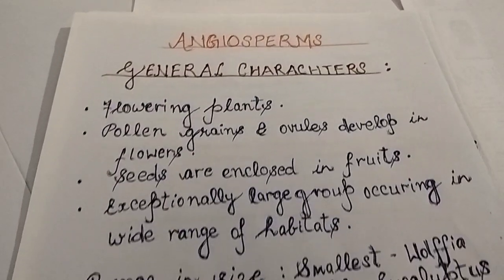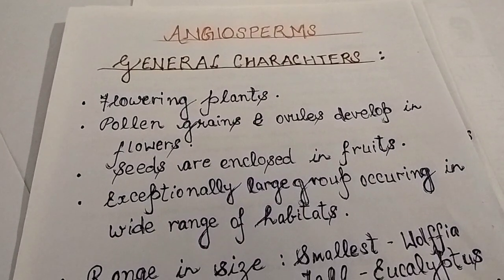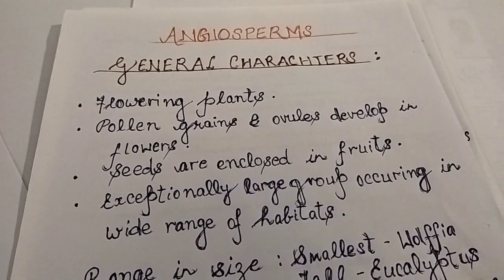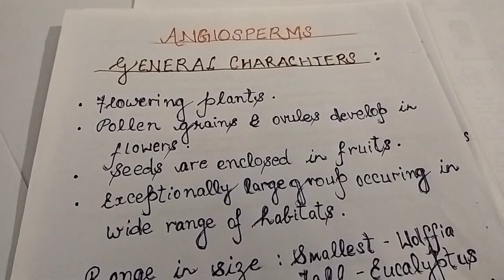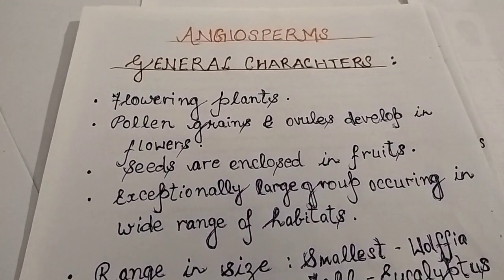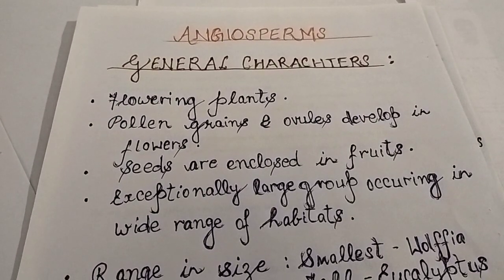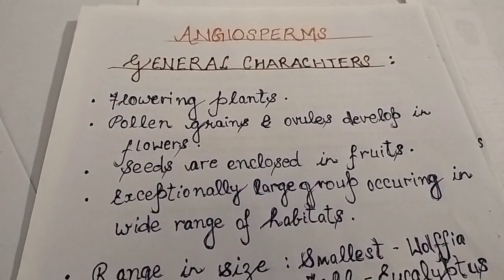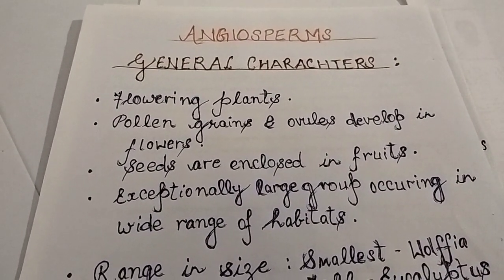Now you may have seen a large number of flowering plants, isn't it? So this group, angiosperms, is an exceptionally large group in the plant kingdom. It includes a large group of plants occurring in a wide range of habitats. A large number of angiosperms are present in the plant kingdom and they occupy various habitats. The range of their habitat is very wide.